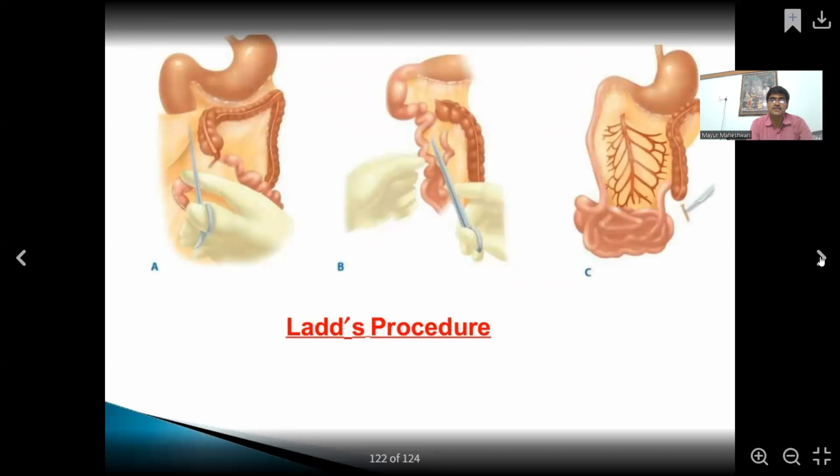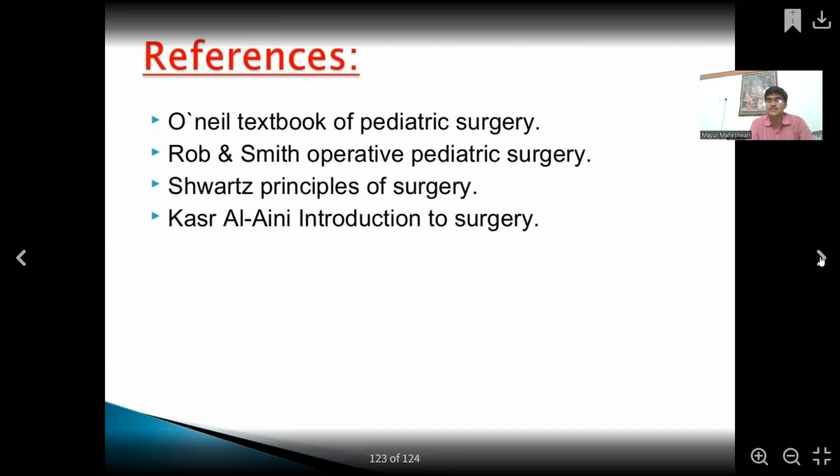So these are the schematic representation of the Ladd's procedure. You are dividing the Ladd's bands, then you are causing widening of the mesentery. You can see the fan has been opened, the mesentery has been widened, so that there is no chance of recurrent volvulus. Thank you.